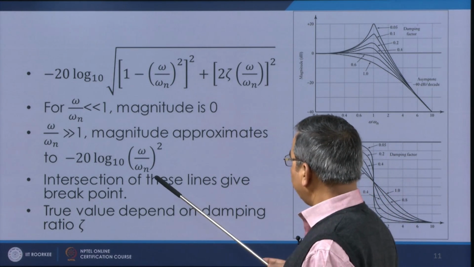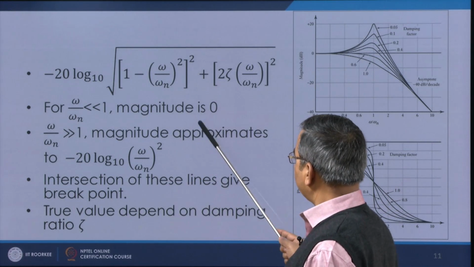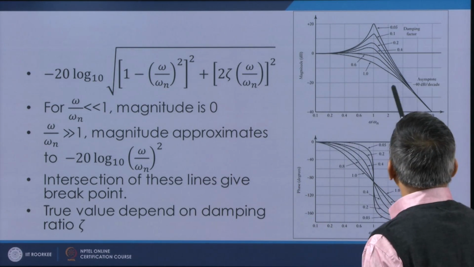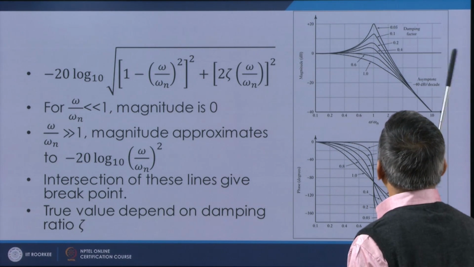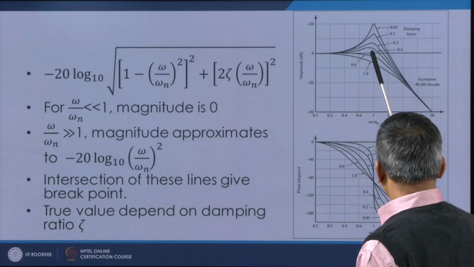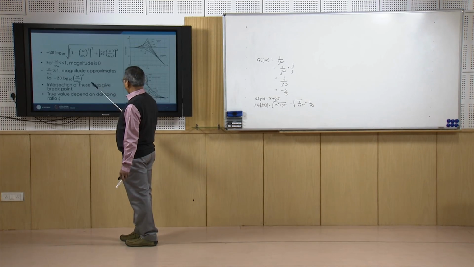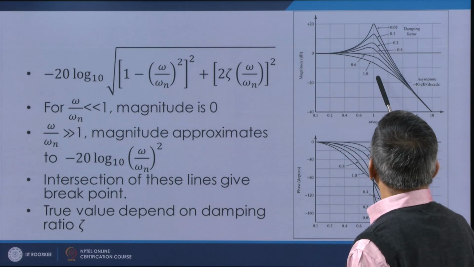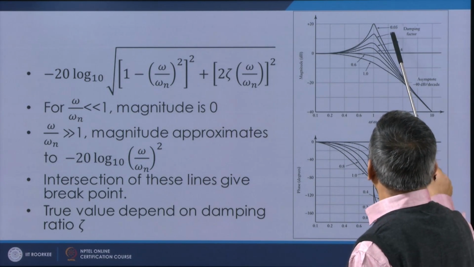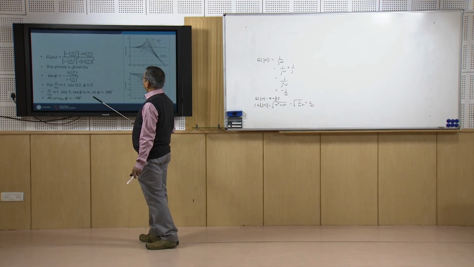Now, the intersection of this one and this one gives us an approximate straight line, and the intersection of both will give you the break point. Now, the true value depends on what the damping ratios are. So, for the different damping ratios this has been plotted.